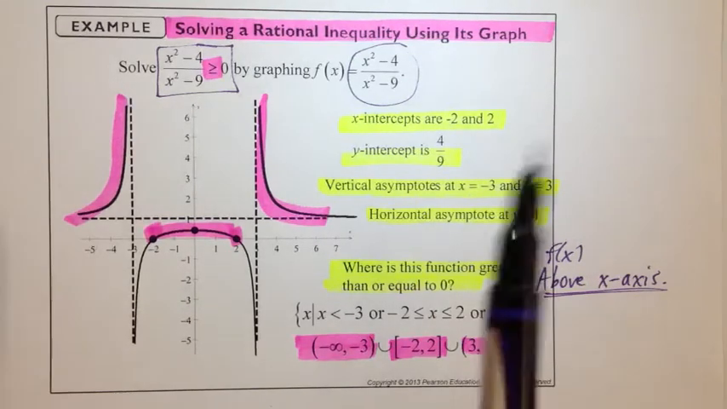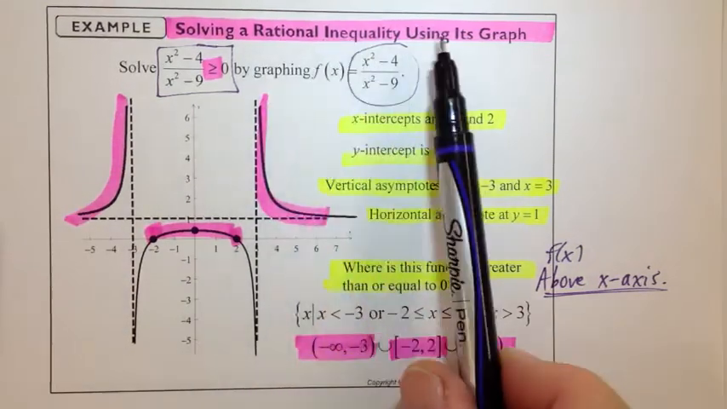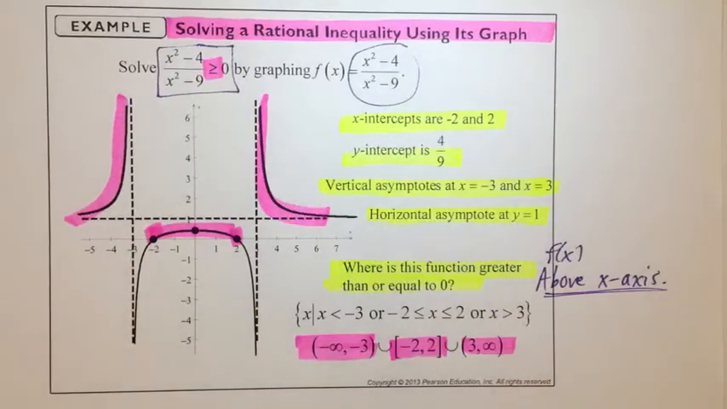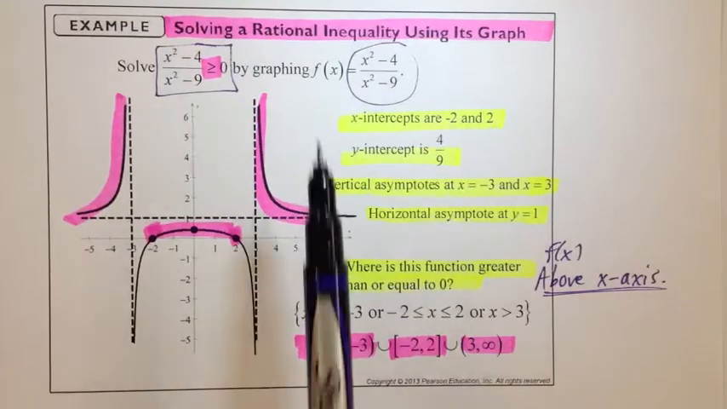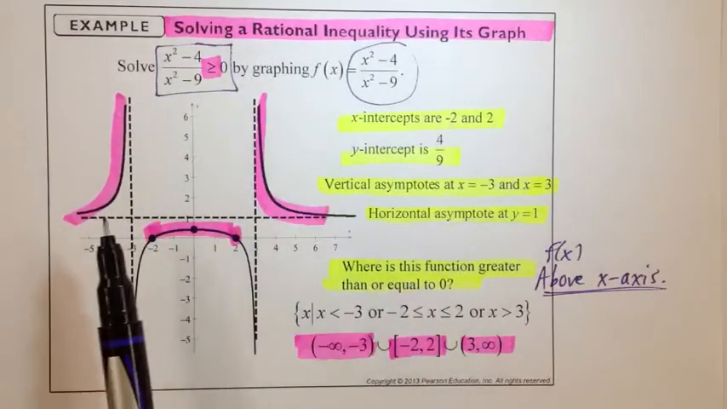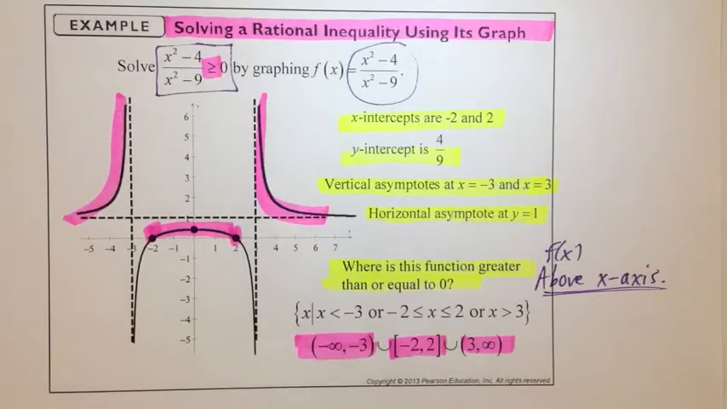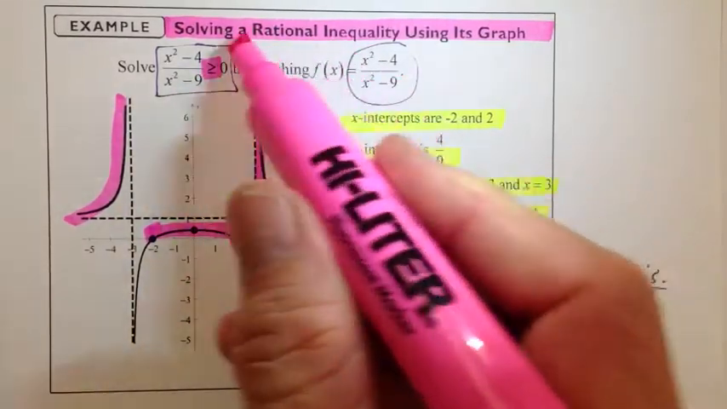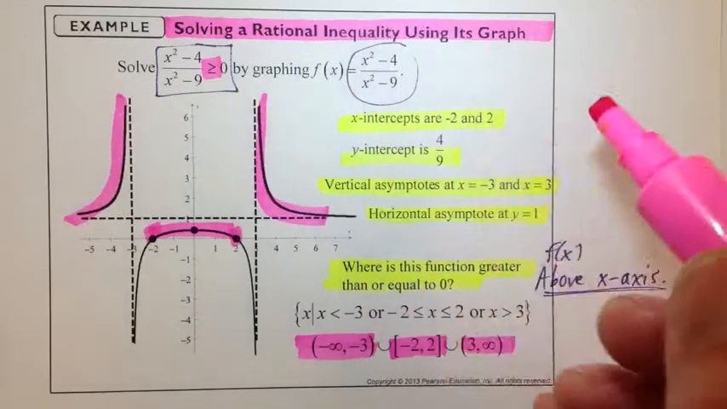Our next example involves solving a rational inequality using its graph. Instead of walking you through the process of graphing the rational function, I want to refer you back to section 4.5 so that you can review the process of figuring out what the graph is going to look like. I wanted to make sure we covered the important material here for this particular problem, solving the rational inequality using the graph.